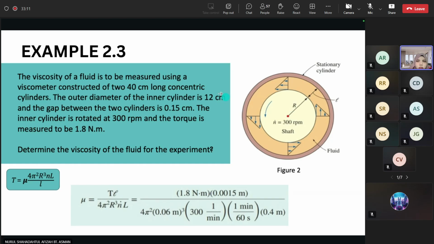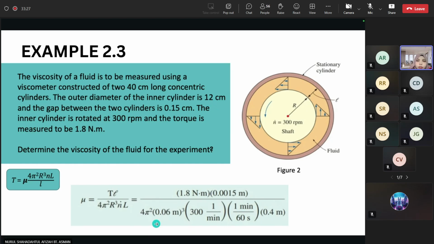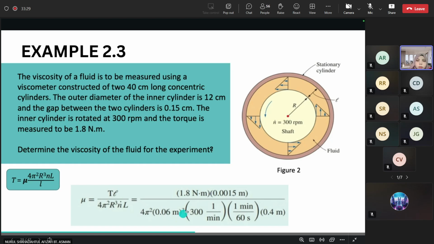The given value is the diameter, the outer diameter of the inner cylinder. We want the radius, so that's why we divide by 2. So it is 0.06 meter cubed.